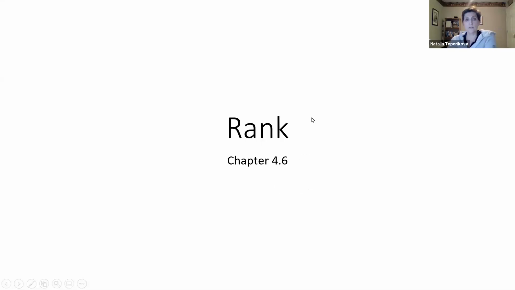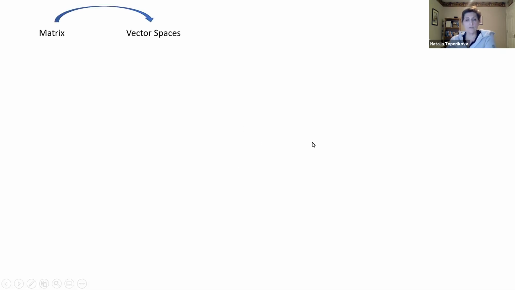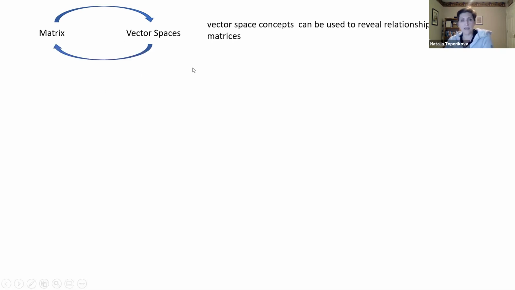Hello, this is chapter 4.6, and we're going to talk about the ranks of matrices. Up to this point, we were talking about vector spaces, and we often define them in terms of the matrix. So we basically use matrices to define vector spaces. But what we didn't look at before is that the opposite relationship is also true. We can actually use our vector spaces and some of the terminology and basic ideas we developed in the previous chapters to learn something new about the matrix itself.